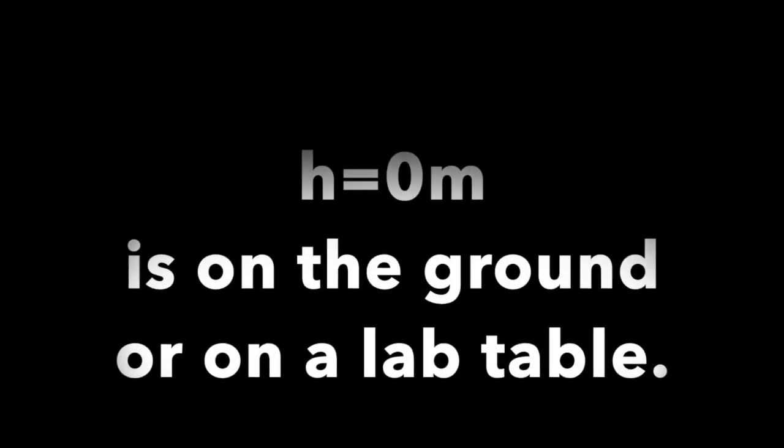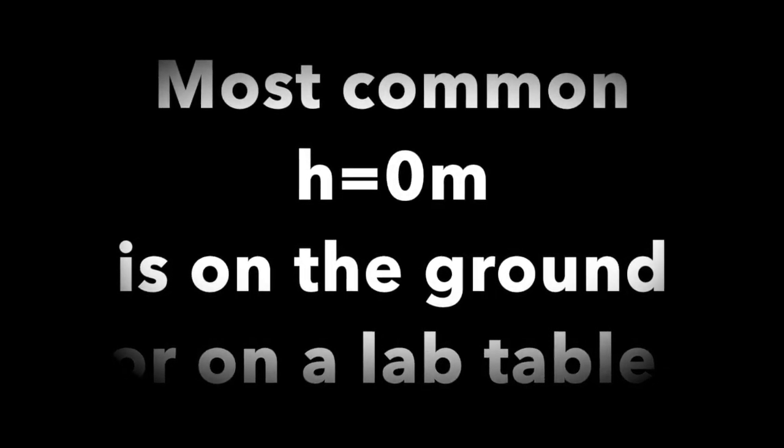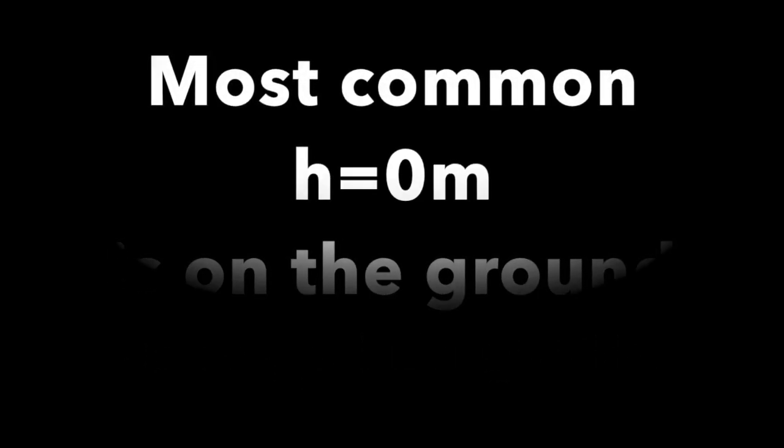Then I don't have to calculate 2 gravitational potential energies, only 1, right? Because anything minus 0 is itself. So that's going to really simplify the math for us, being able to choose where a height of 0 happens to be. A lot of times we're going to say height of 0 is the ground, or we're going to say it's on a table if we're doing a lab experiment. And those are the 2 most common places for a height of 0 to exist.